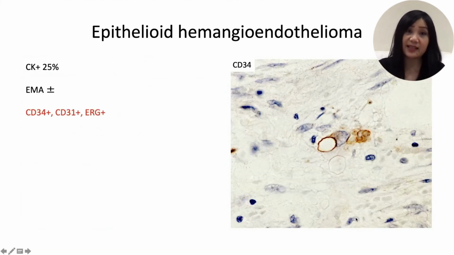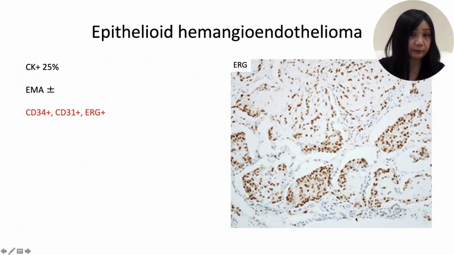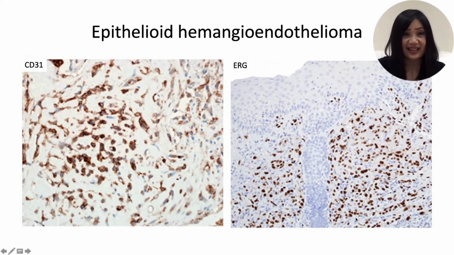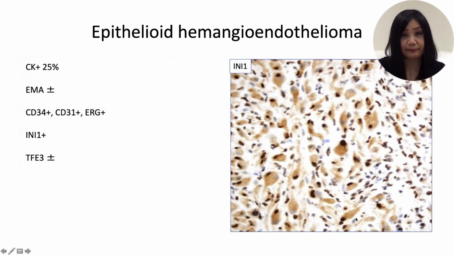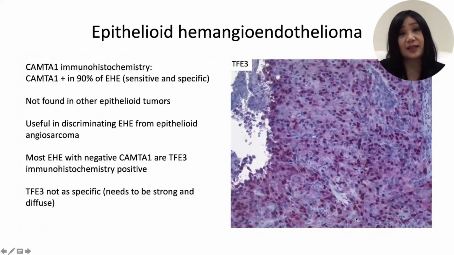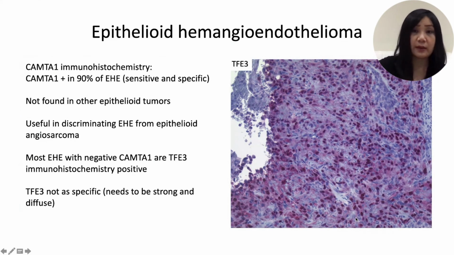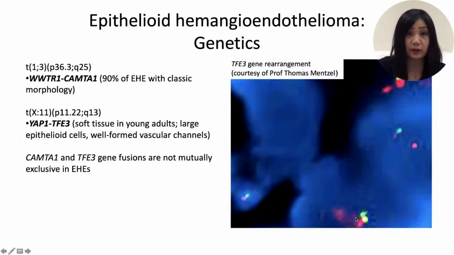So again, these are vascular neoplasms, so we would expect them to show expression of vascular markers, CD34, CD31 and ERG, but 25% show variable keratin expression. We can see how nice and strong the nuclear ERG is, and the CD31. INI1 is again retained. CAMTA1 immunohistochemistry can be useful. It's seen in 90% of EHE, and it's not found in other epithelioid tumours. So again, if you have that, that is a useful marker.